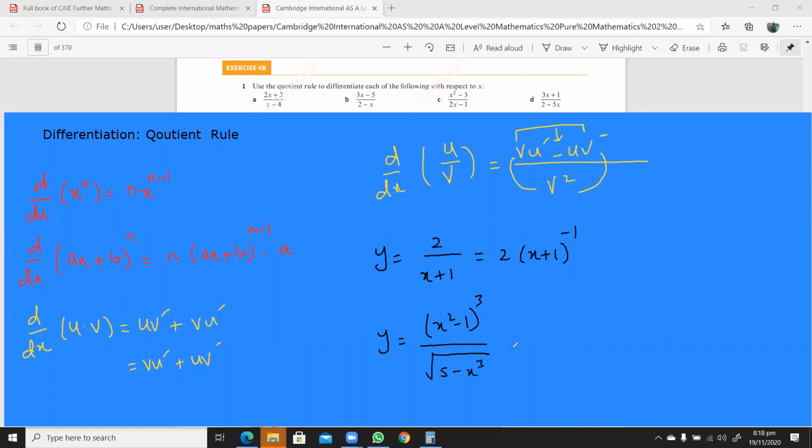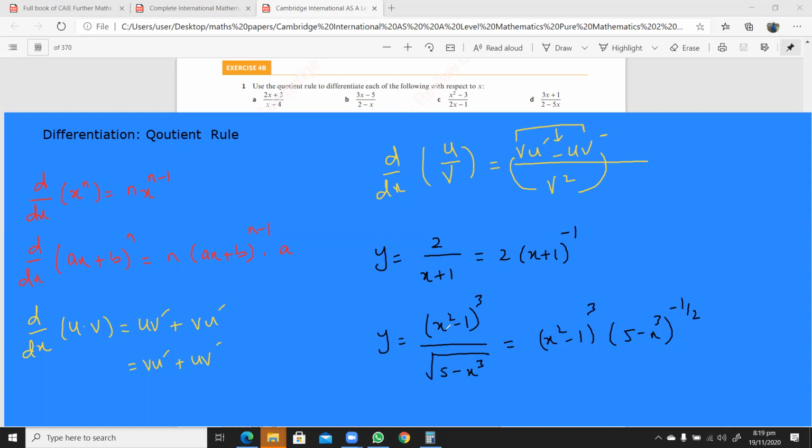Some students don't like learning so many rules, so they write this as (x square minus 1) to the power 3 times (5 minus x cube) to the power minus half, and rather than taking this as a quotient situation, they apply the product rule onto it. The purpose of learning all these techniques is to save our time and to avoid getting into hassles or putting ourselves in trouble. So you must know what technique has to be applied in what situation.